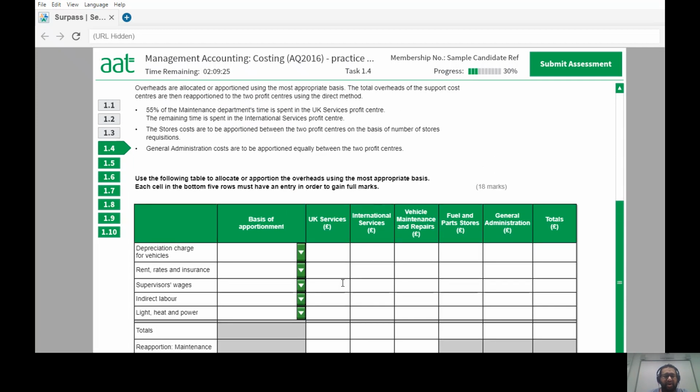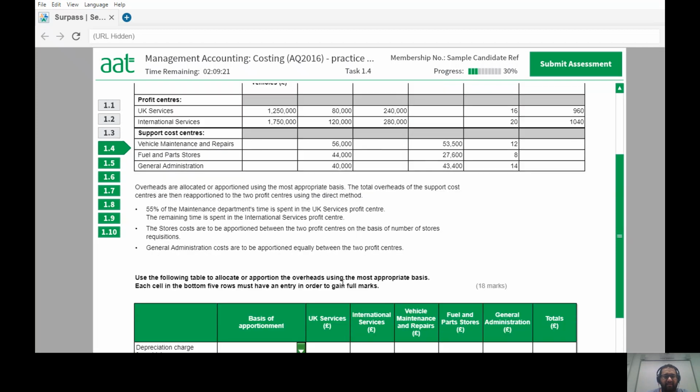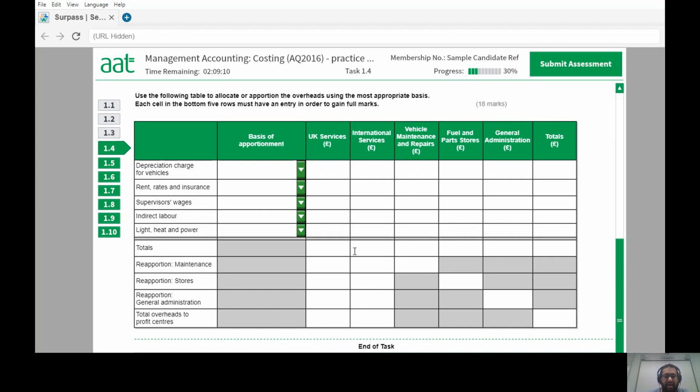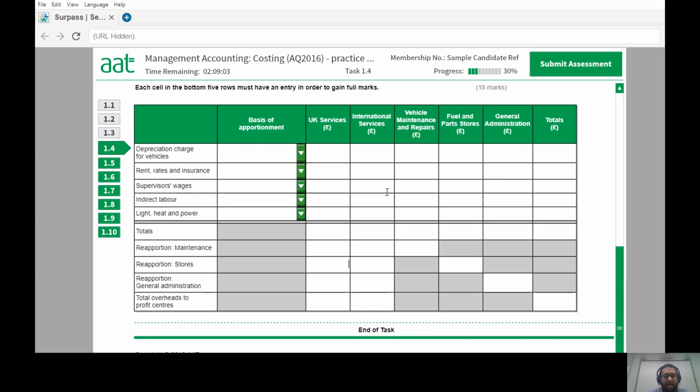But also please read what they have said to you about how you fill in these answers. Okay, so here they're saying, use the following table, allocate and apportion overheads using the most appropriate basis. Each cell in the bottom 5 rows must have an entry in order to gain full marks. So look at this, all these boxes you have to have numbers there.